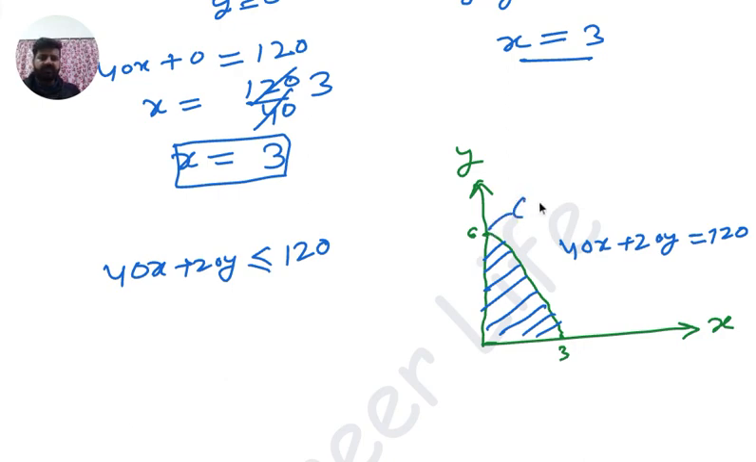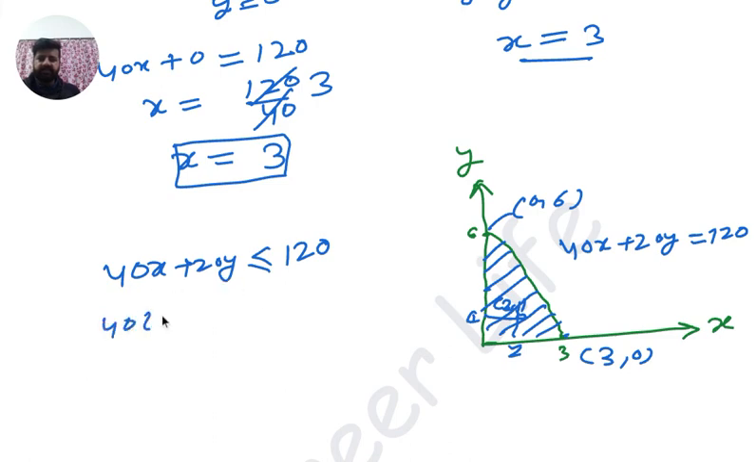Here the points are 0 and 6, and here the points are 3, 0. All the points lying in this shaded area will satisfy this equation, and you can see this is the area. Suppose here is a point 2, 1. Let's check, does it satisfy or not?